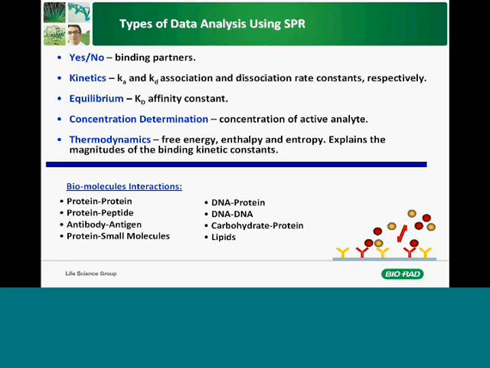And the types of molecules that you can detect is anything that will generate a change in refractive index. You are welcome to test. So this could be proteins, protein-protein interactions, peptides, antibodies, small molecules, DNA, and the list goes on with imagination.